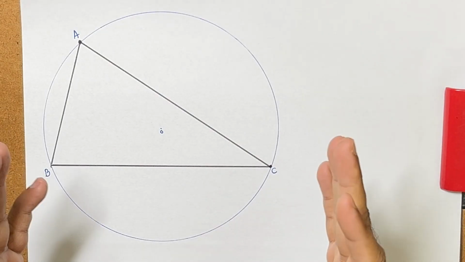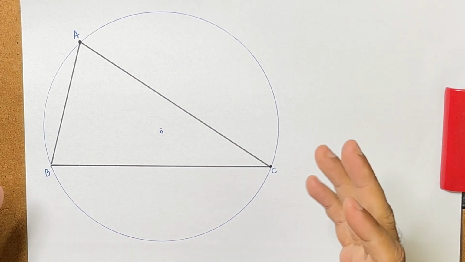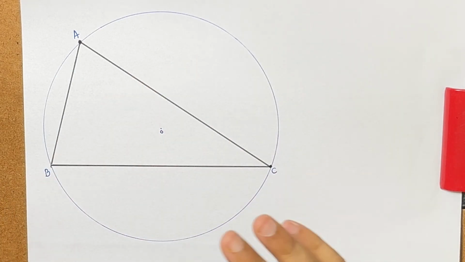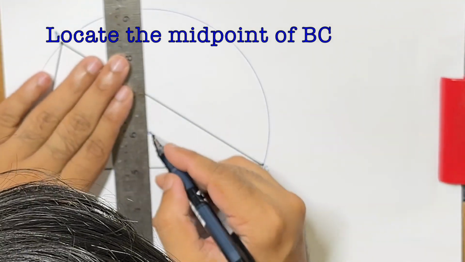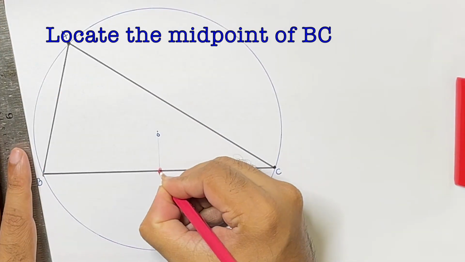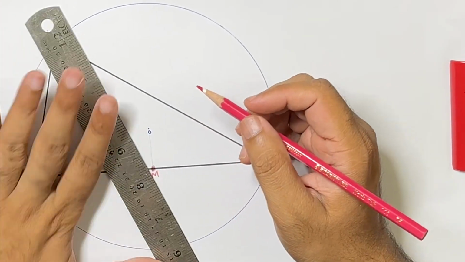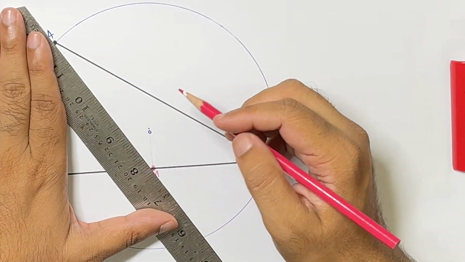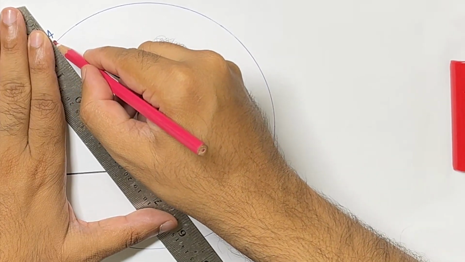Okay, hi everyone. So I have with me a triangle ABC, which is circumscribed in a circle with center O. So first, let's locate the midpoint M of BC. Alright, so the next thing we're going to do is join A and M. Now, when you join the vertex to the opposite midpoint, such a line inside a triangle is called a median.